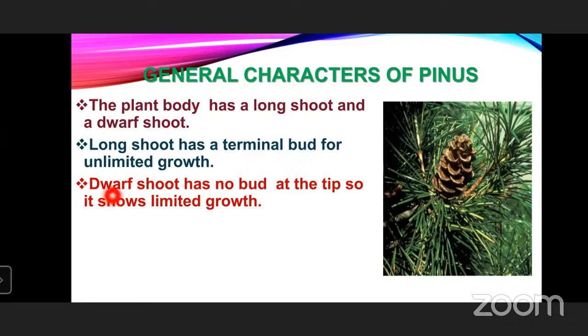Next, coming to the dwarf shoots. Dwarf shoots have no buds at the tip, so they show limited growth. Dwarf shoots do not have any terminal bud at their tip. That's why they show limited growth. So these dwarf shoots are called branches of limited growth because they show limited growth.